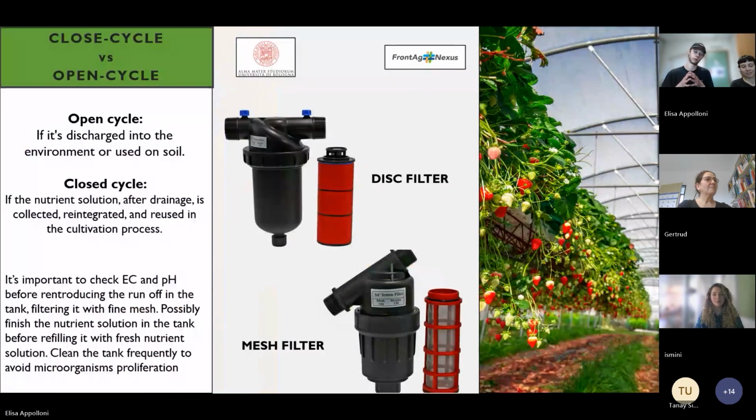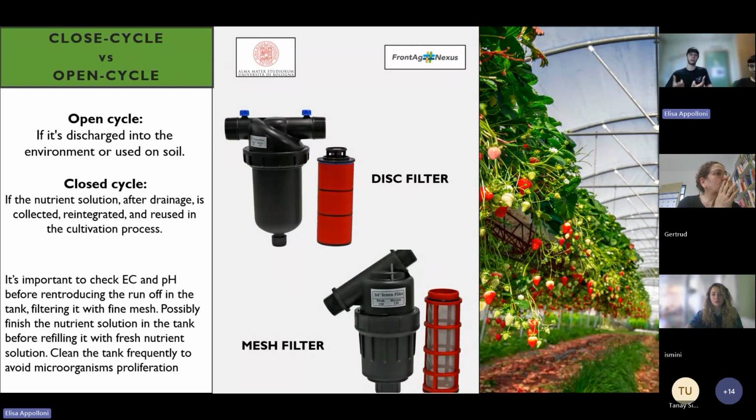Okay, so we were saying before that it's very important to use filters in order to avoid the clogging of the pumps. In particular, of course, if you're using an open cycle, usually you don't have this problem because all the water that passes through the substrate is discarded. On the other hand, if you're using an open cycle, you should know that it is not environmentally friendly because you are discarding a lot of nutrients which will pollute the soil and the rivers. So we suggest using a closed cycle. The drainage of our hydroponic system is collected and reused, so it is reintegrated in the main tank.